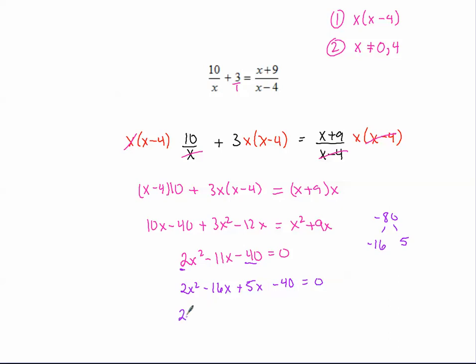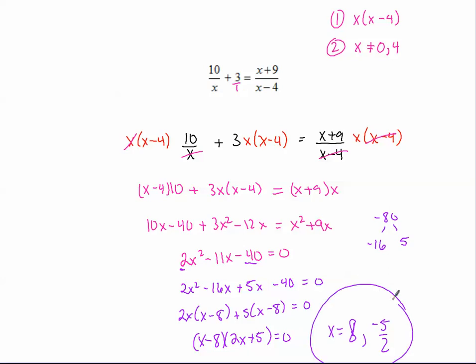From the first two, I can take out a 2x, left with an x minus 8. From the second two, I can take out a 5, and I'm left with an x minus 8. So I have x minus 8 times 2x plus 5 is equal to 0. And my solutions from this are going to be that x is equal to 8. And from this one, if I set it equal to 0, I get negative 5 halves. So those are my two solutions. Neither one goes against the domain restrictions. So I am good to go.